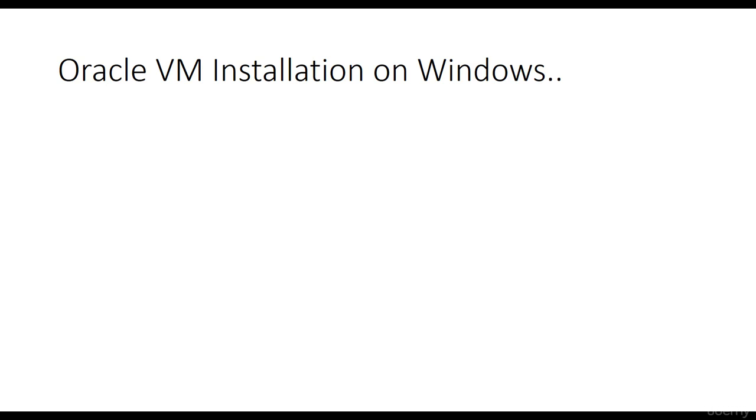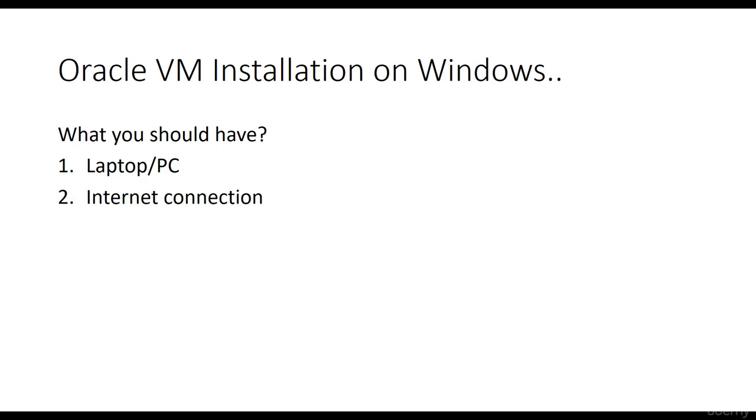So the first thing, you should have a laptop or PC, and then an internet connection, and finally the host operating system. And here the host operating system is Windows, but that can be a Linux or a Mac operating system. Now let us go ahead and install the VM on a Windows machine.